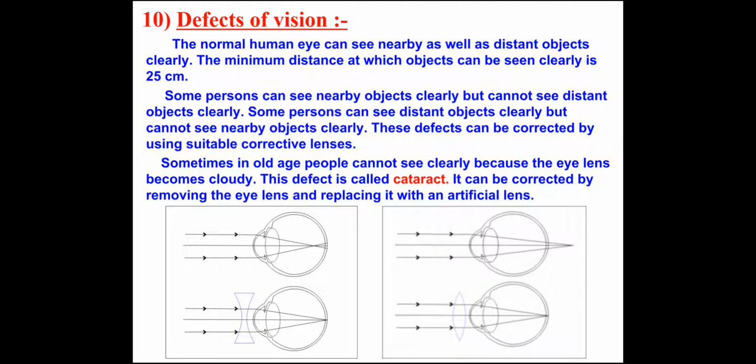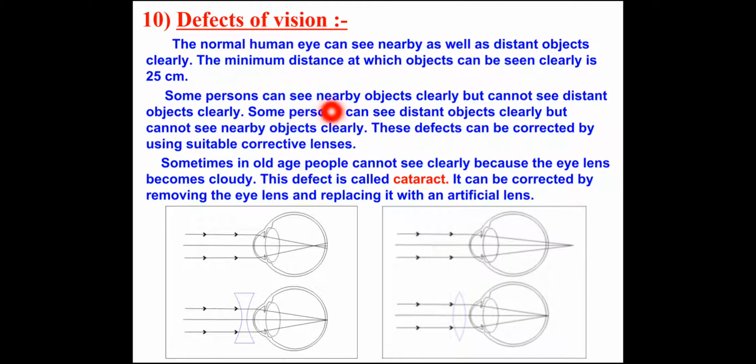The next point is defects of vision. Yes, there are some defects of vision also. The normal human eye can see nearby as well as distant objects clearly. The minimum distance at which an object can be seen clearly is 25 centimeters. Suppose you are reading a book, at a minimum distance of about 25 centimeters, you can see clearly whatever words are written on that page.